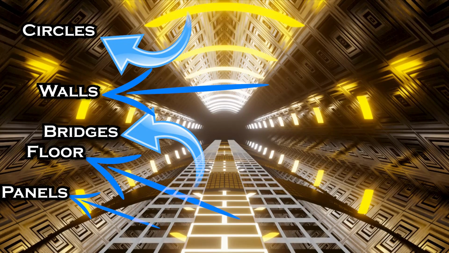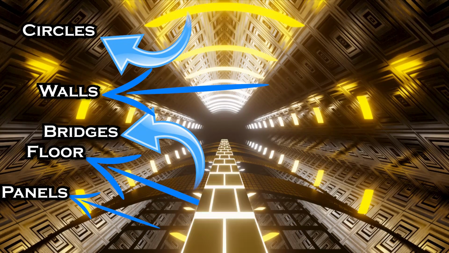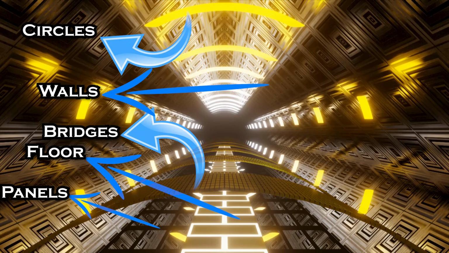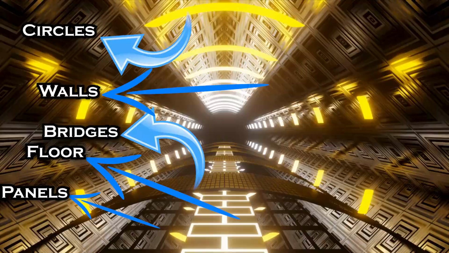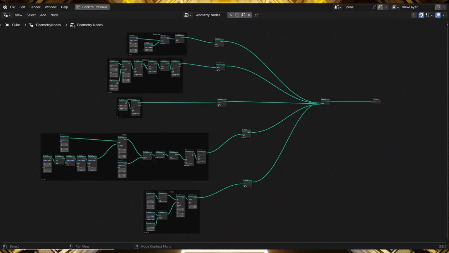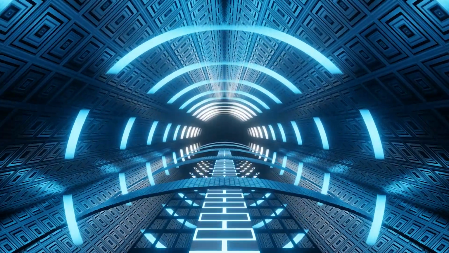That is, these side panels over here, the central floor, after which we'll take care of these bridges, then these circles, which is going to act as our lighting, and finally the outer walls. So each of those are going to have their own separate trees that are all going to be joined in at the end, after which we'll deal with all of the materials and finally the animation.